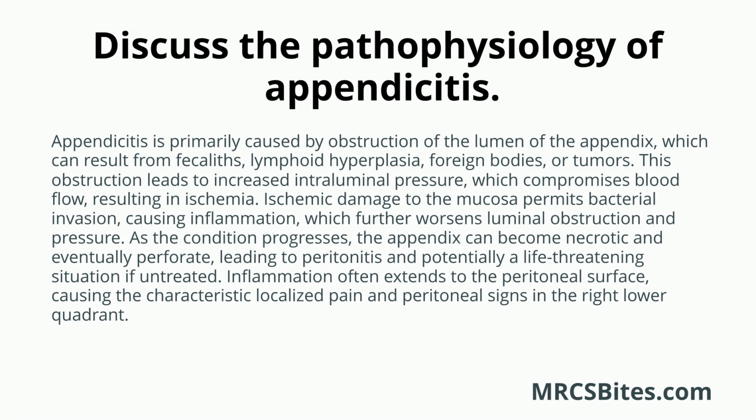Discuss the pathophysiology of appendicitis. Appendicitis is primarily caused by obstruction of the lumen of the appendix, which can result from fecaliths, lymphoid hyperplasia, foreign bodies, or tumors. This obstruction leads to increased intraluminal pressure, which compromises blood flow, resulting in ischemia. Ischemic damage to the mucosa permits bacterial invasion, causing inflammation, which further worsens luminal obstruction and pressure.